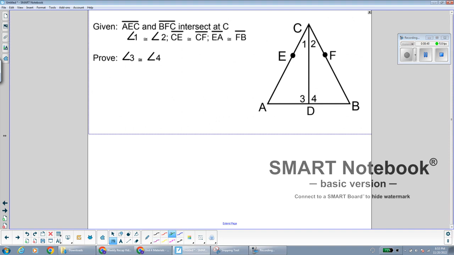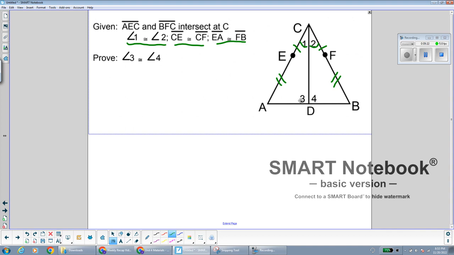Let's take a look at this proof over here. So let's take a look at the given information. We're told that segments AEC and BFC intersect at point C, and I can see that from the diagram. They definitely do meet at point C. I'm told that angle 1 is congruent to angle 2, CE is congruent to CF, and that EA is congruent to FB. And our goal is to ultimately prove that angle 3 is congruent to angle 4.